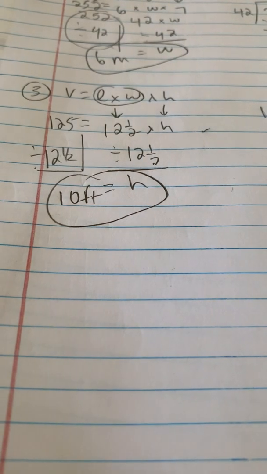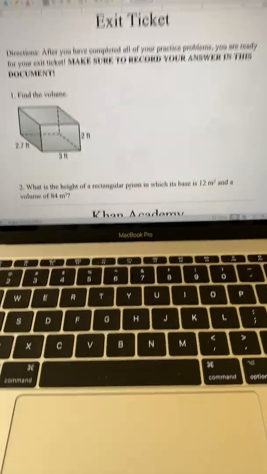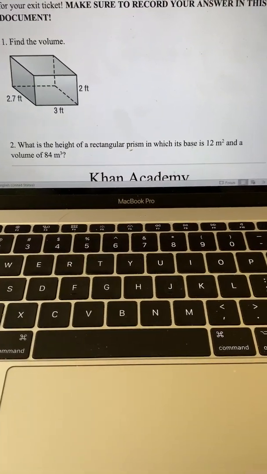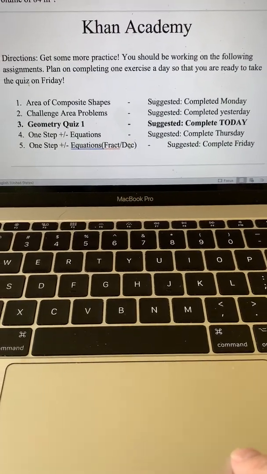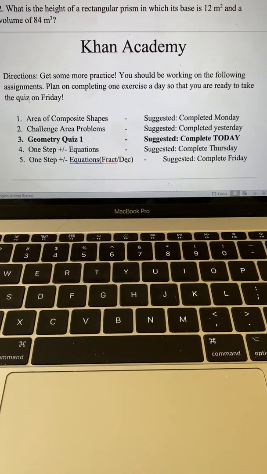Make sure you've recorded that on your Google document. As always, you're going to want to answer your exit ticket right on the Google document or send me a picture of it. If you send me a picture, it should also include your work. And then you have a Khan assignment. You have a quiz on Khan that's due today, so make sure that gets done today.